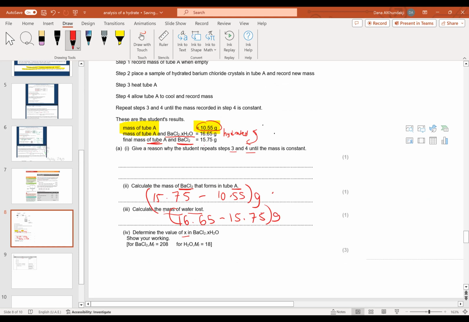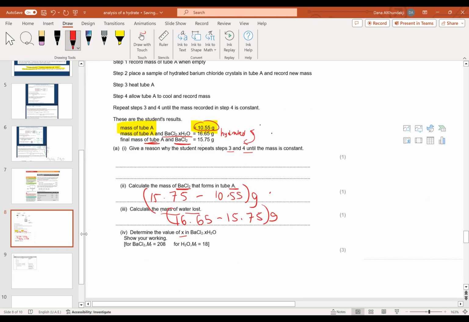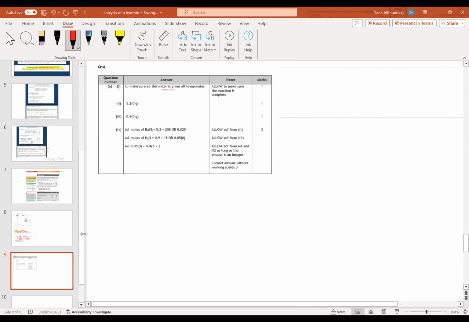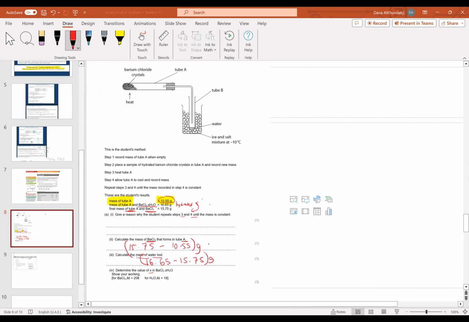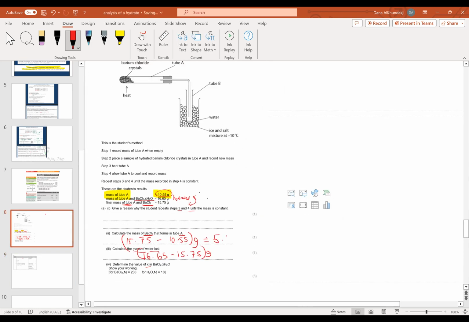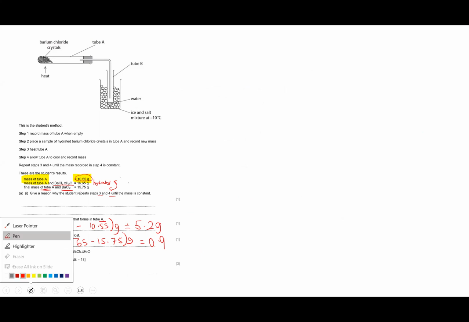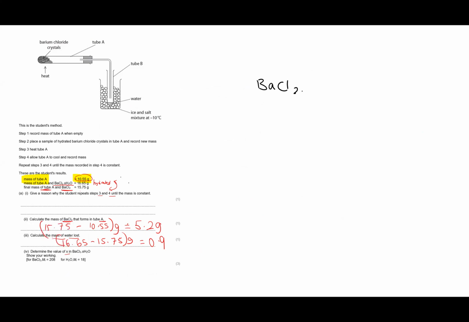Now determine the value of X. So these masses should be 5.2 and 0.9. Okay, so that's over here, 5.2 grams, and then here 0.9. Now you need to find the value of X. So you will write over here barium chloride to H2O, and you've got your masses now. Barium chloride is 5.2 grams. And for water, we found it as 0.9.